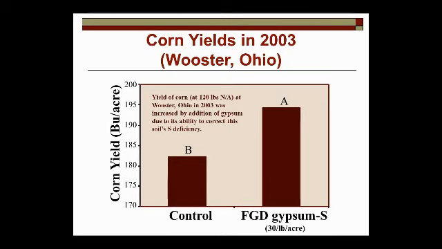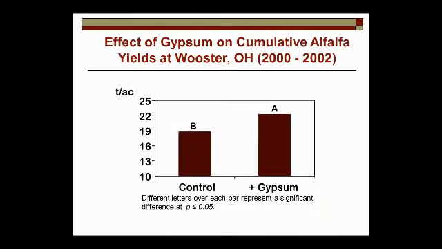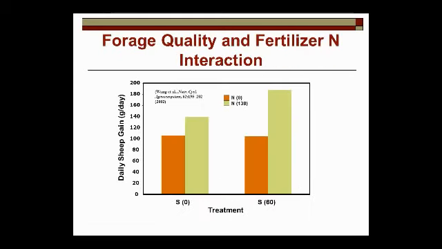We have done some work here at Ohio, at Wooster, from 2003, looking at corn yields. We applied gypsum as a sulfur source. We got a very significant yield advantage to that amendment, to that addition. Similarly, for forages, and especially it seems like alfalfa, almost every time we do a test with alfalfa, we see a significant response to the sulfur and gypsum. Again, we see a very significant response here of adding gypsum to alfalfa fields as far as increasing yield.